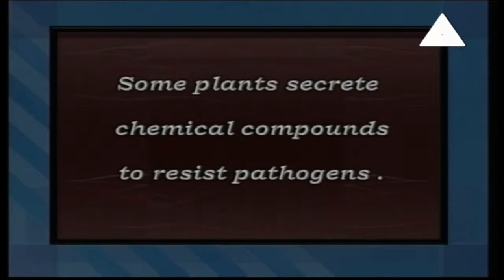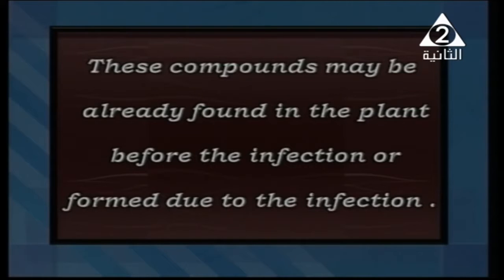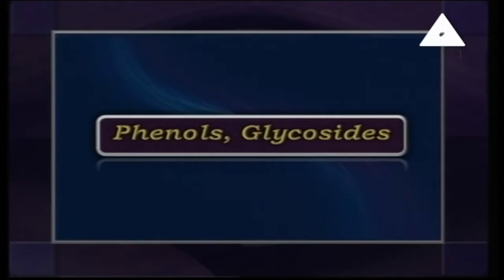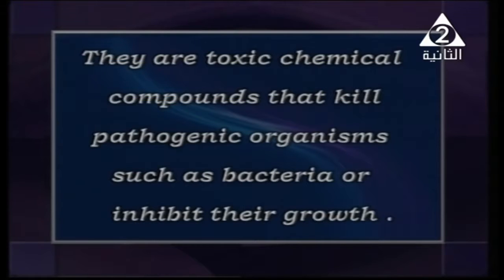Some plants secrete chemical compounds to fight and resist the pathogen. These compounds may already be found in the plant before the infection, or sometimes they are formed due to the infection. So it is not necessarily the case that the compounds already exist in the plant before infection. Sometimes they exist and sometimes they are absent, and they appear after infection of the plant. Compounds like phenols and glucosides are examples of the antimicrobial chemicals. They are toxic chemical compounds that kill pathogenic organisms such as bacteria, and that may inhibit their growth.